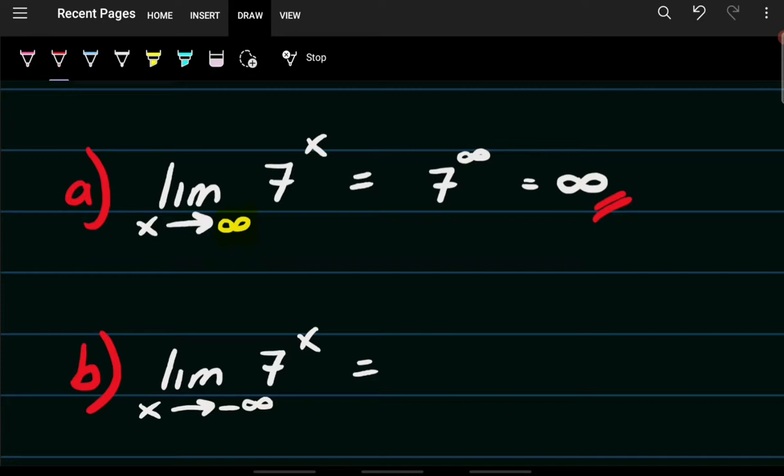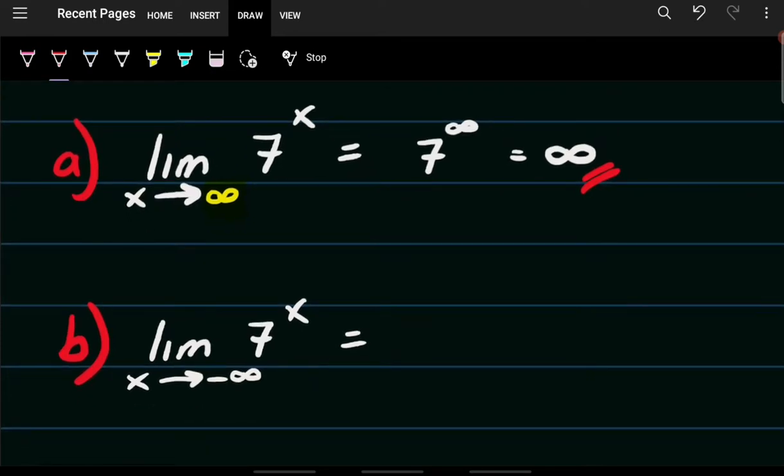Now, how about example letter B? The limit of 7 raised to x, wherein x approaches negative infinity. Right now, yung a value natin is negative infinity. So, let's apply direct substitution. This one will give us 7 raised to negative infinity. That's a very small number. So, again, the answer is equal to 0. That is according to our concept sa ating presentation: b greater than 1, if x approaches negative infinity, the answer is automatically equal to 0.